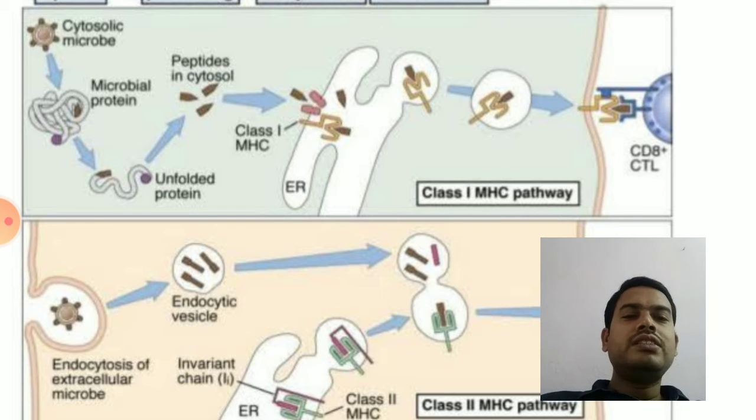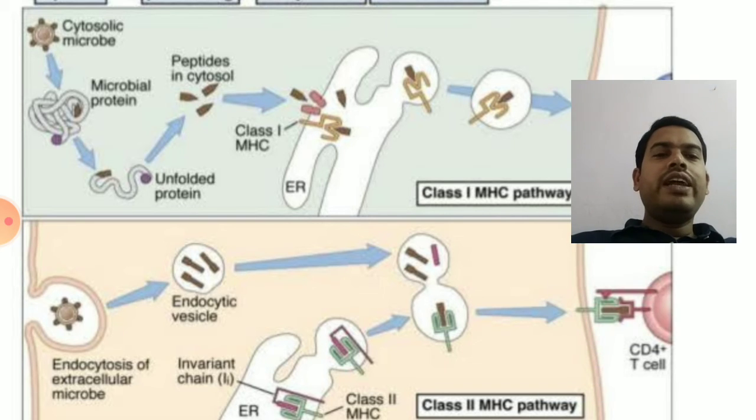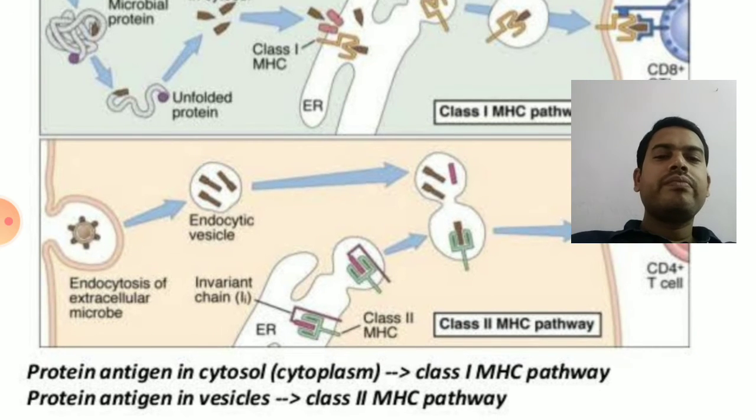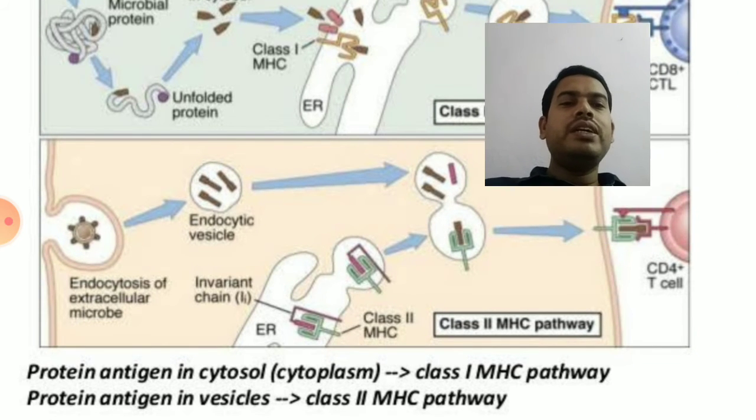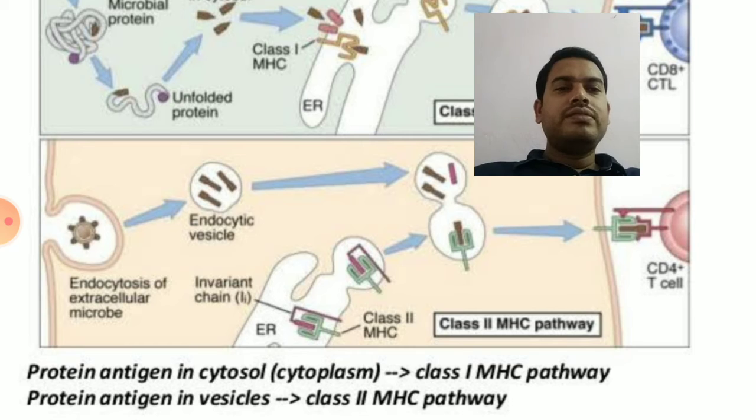containing cytotoxic cells. Whereas the class 2 MHC molecules will process the exogenous antigen by the endocytic pathway. Exogenous antigen means the antigen that is engulfed by the process of phagocytosis. Class 2 MHC molecules are present on the antigen presenting cells. Antigen presenting cells will engulf the foreign particles by phagocytosis. After engulfing the exogenous antigen by the endocytic pathway, they will process the antigen.